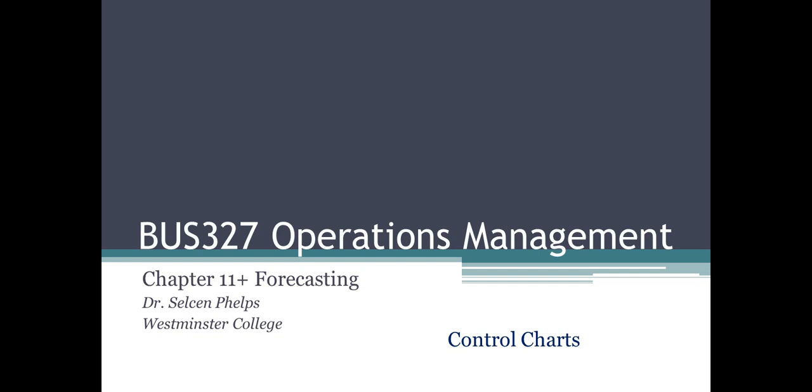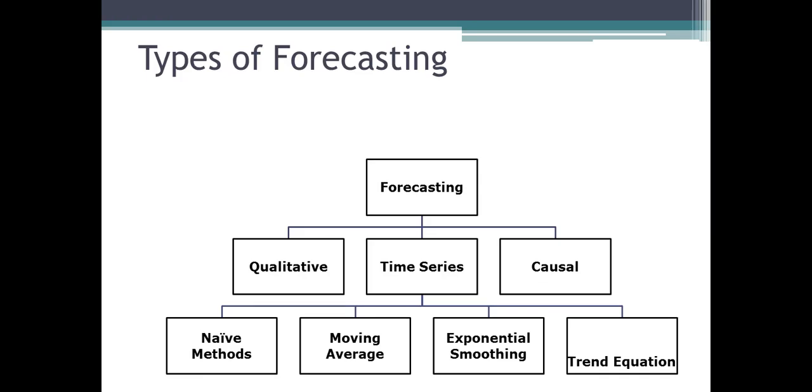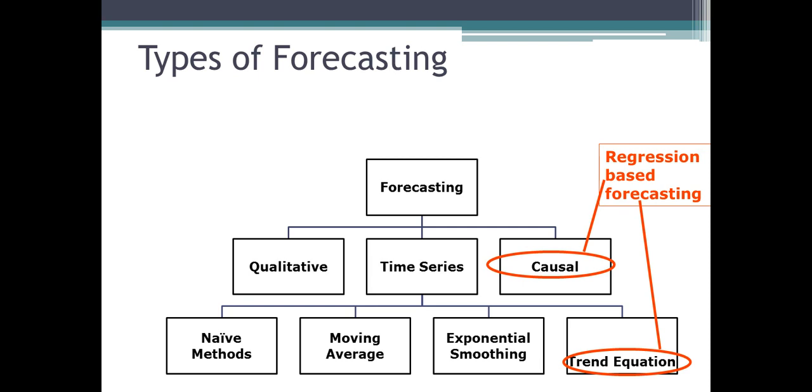In this section, we will be talking about control charts. As you know, we use the statistical tool regression analysis with two entirely different approaches to forecasting. The first of these is causal forecasting, where we are explaining changes in one variable by another variable that seems to move with it. And the other is when we are using trend equations under time series.